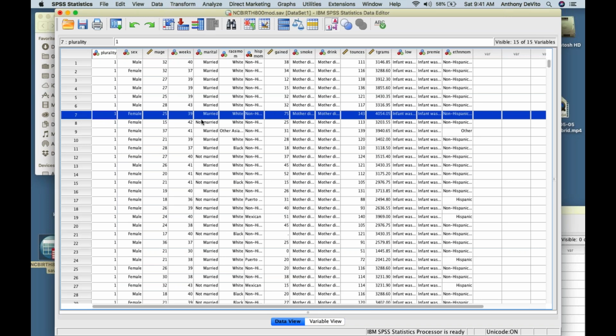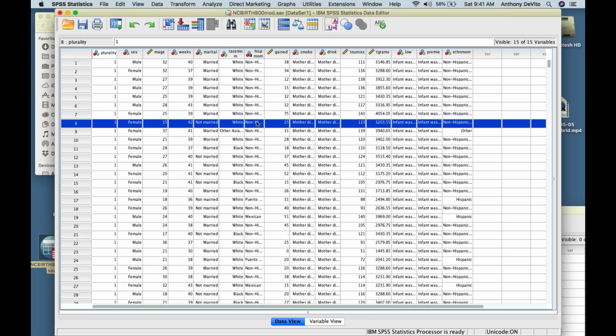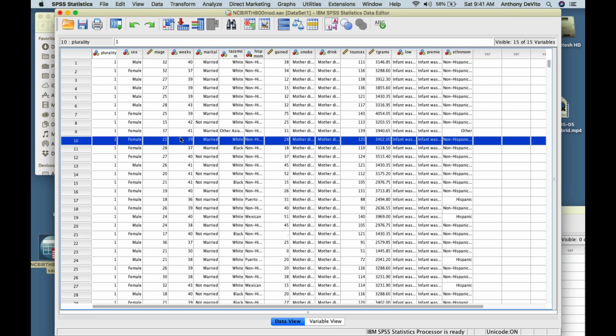For instance, this mother is, let's see, 25 years old, and the weight gained, that's unusual, is 75 pounds. This mother gained 25 pounds, and she was 15 years old. I'm really picking out some of the more extreme values here, 21 and 28 pounds. But in each case, one of these could be defined as an X value and a Y value for each individual point on a graph.